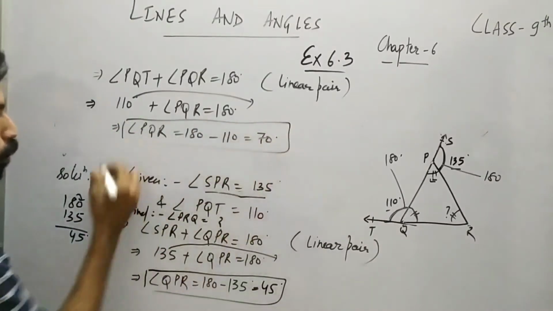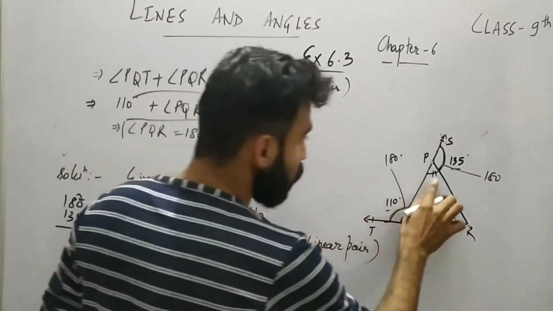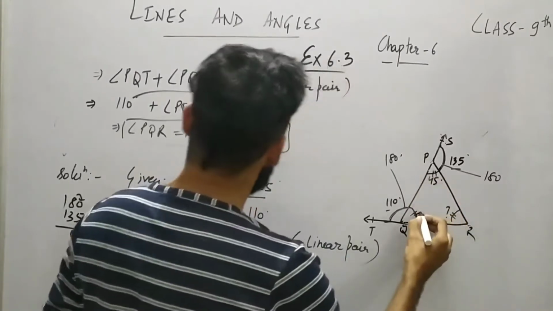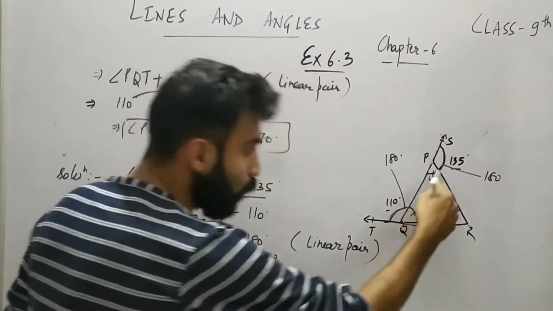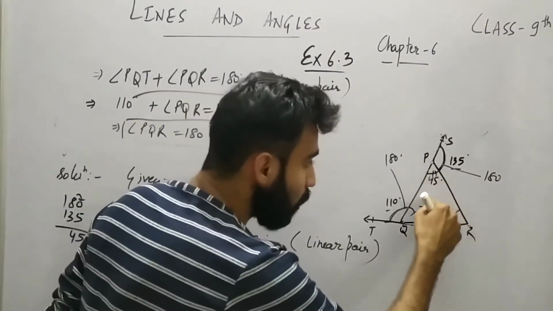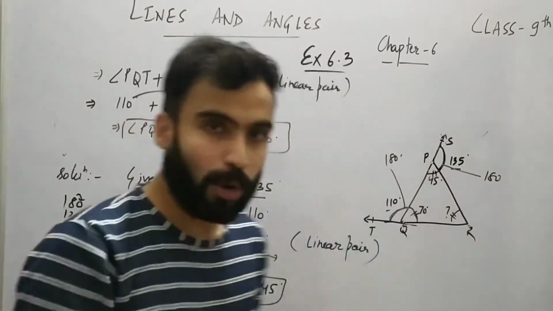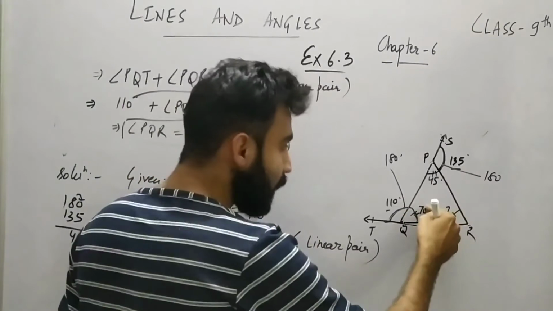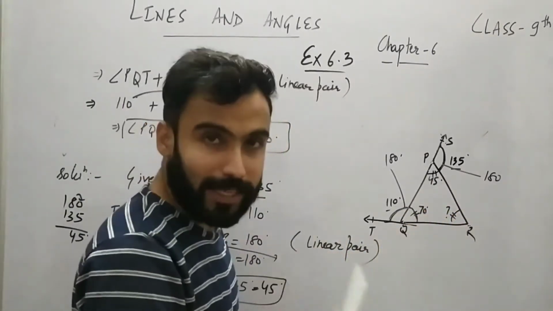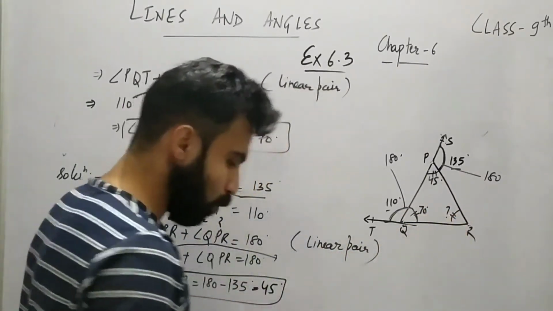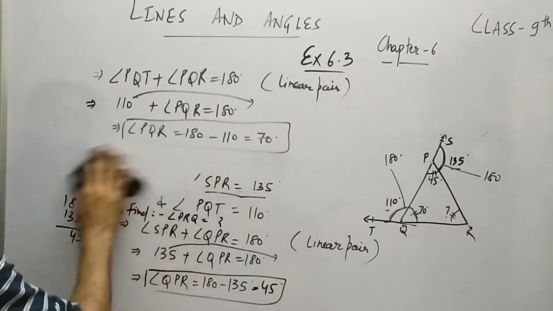So now we have got both the angles: this is 45 and this is 70 degrees. Now you all know in triangle PQR, the sum of all the three angles is going to be 180 degrees. That we all know. So by simply adding them and subtracting from 180 degrees, we will get this angle, right? So let me just rub this here.